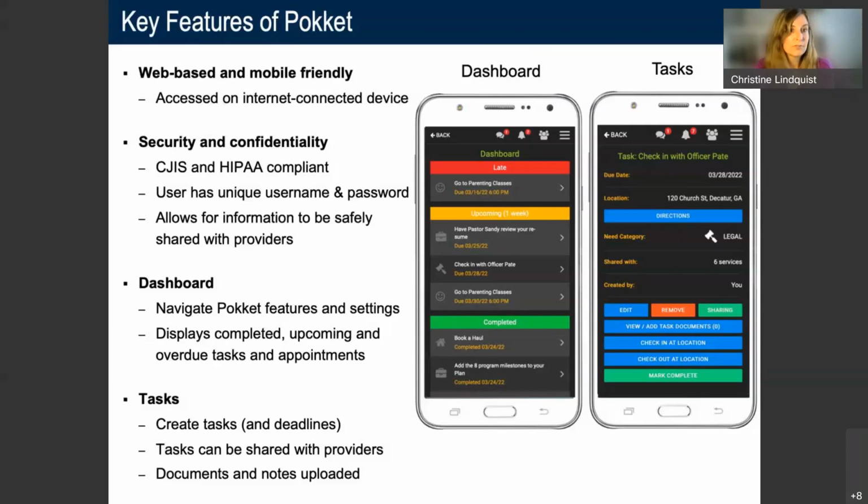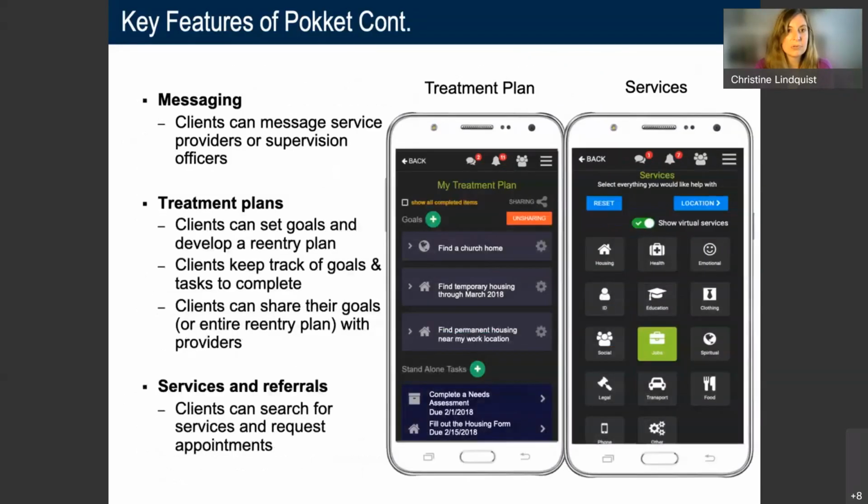This is really good for reentry when clients are working to develop documents while they're incarcerated and they need a safe place to keep them and then be able to access them upon release, which you can do in the Pocket tool. One of the key features is messaging. This allows clients to message service providers or supervision officers. Providers are also given a Pocket subscription to support the clients that they're working with. Clients also have a treatment plan segment where they can set goals for themselves and develop a reentry plan. This also lets them track where they are on their progress towards the goals, and they can actually share their reentry plan with service providers.